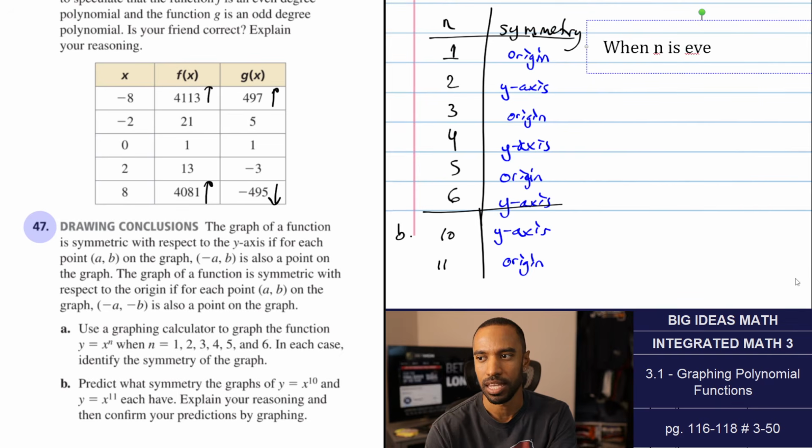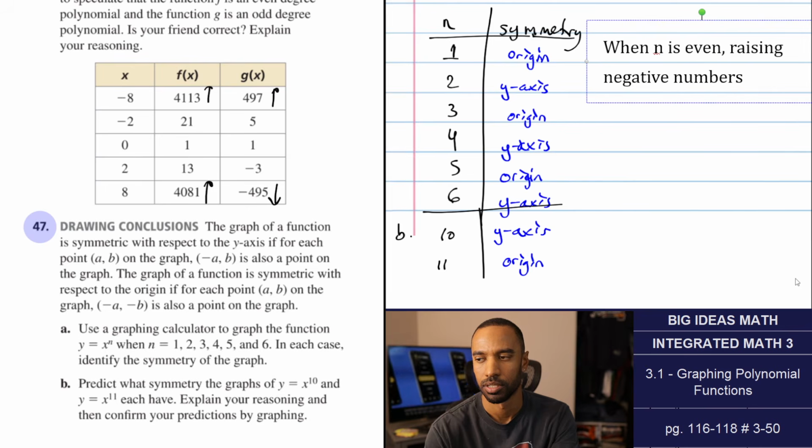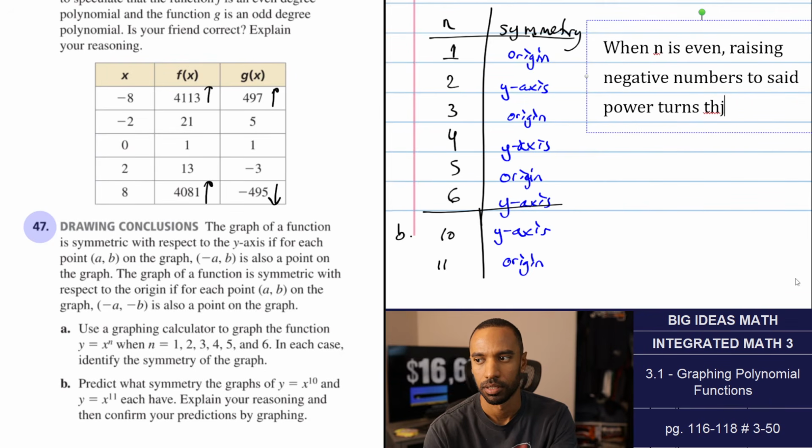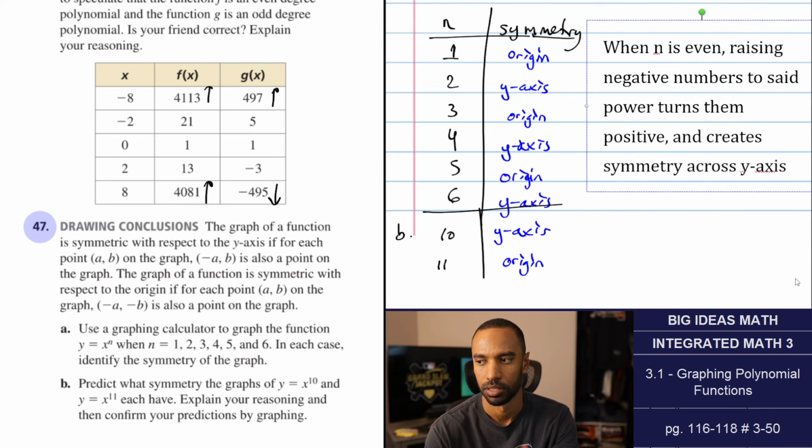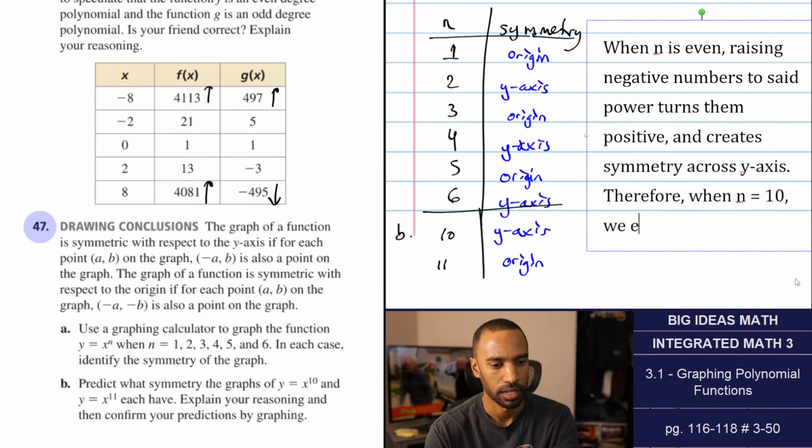When n is even, raising negative numbers to said power turns them positive and creates symmetry across the y-axis. Therefore, when n equals 10, we predict, and it's correct, y-axis symmetry.